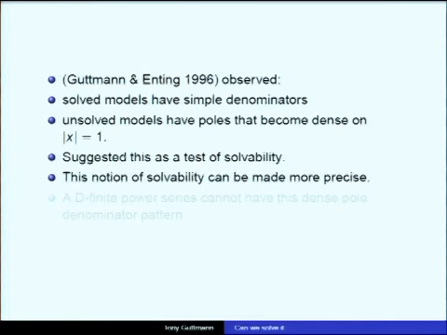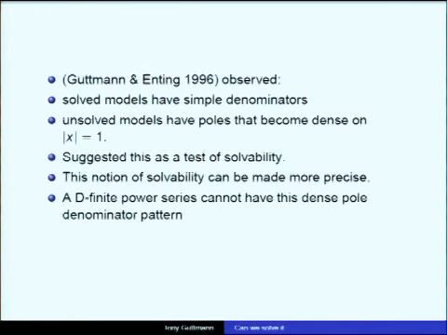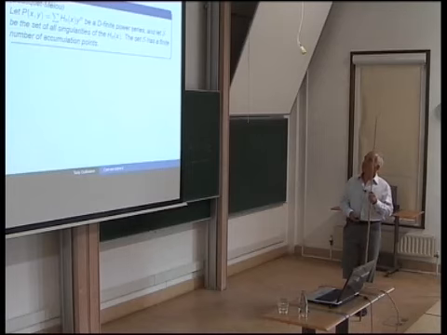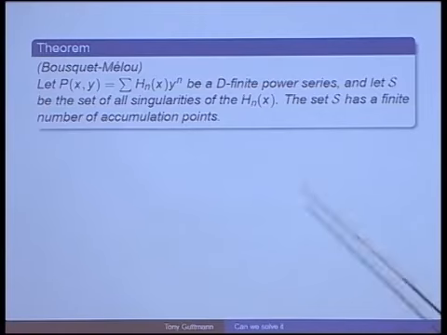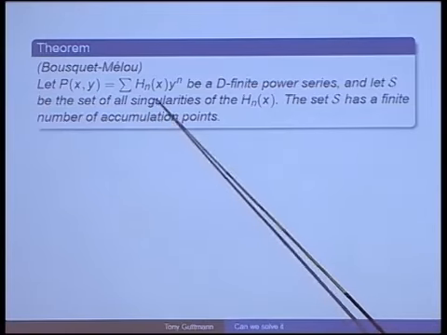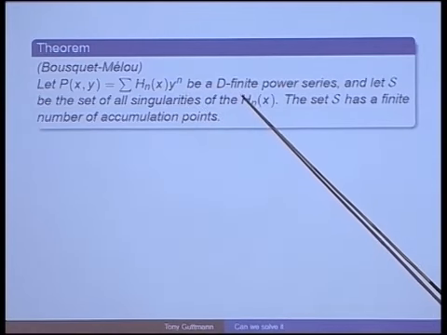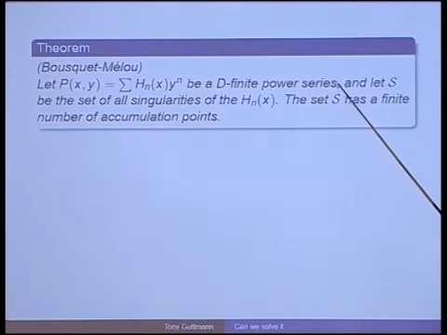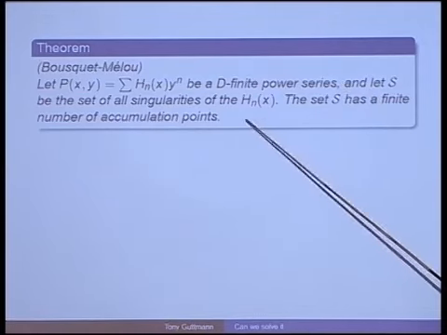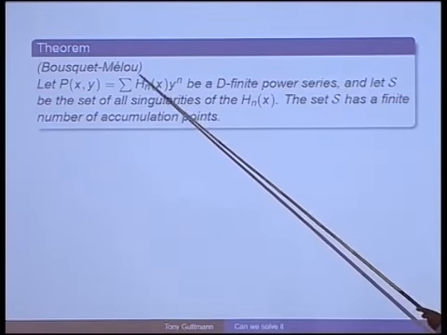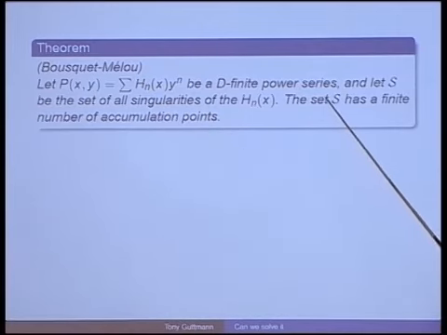The notion of solvability can be made more precise in that a d-finite power series cannot have this dense pole denominator pattern. Here's the theorem due to Bousquet-Mélou: if we write our two-variable generating function in this manner, be a d-finite power series, let S be the set of all singularities of the HNs, then the set S has a finite number of accumulation points. Otherwise it can't be d-finite.